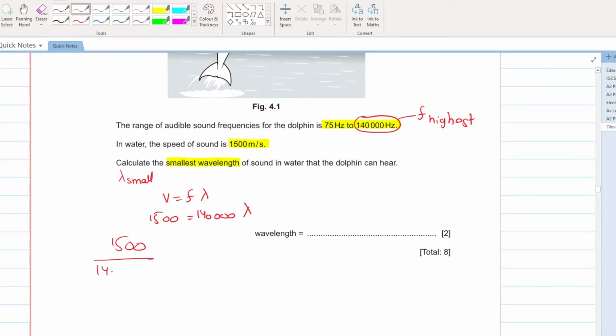1500 divided by 140,000 is your wavelength. What answer did the wavelength come to? Wavelength comes out to be 1.1 times 10 raised to the power of minus 2 meters. Simple as that. Nothing complicated here.